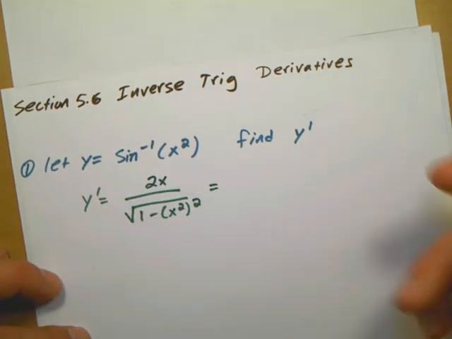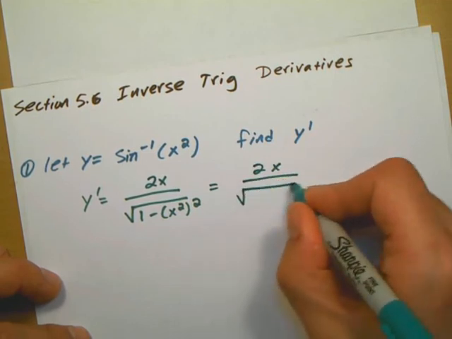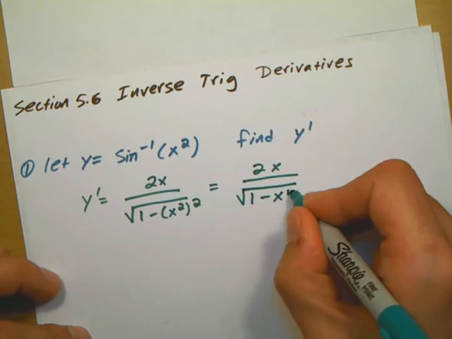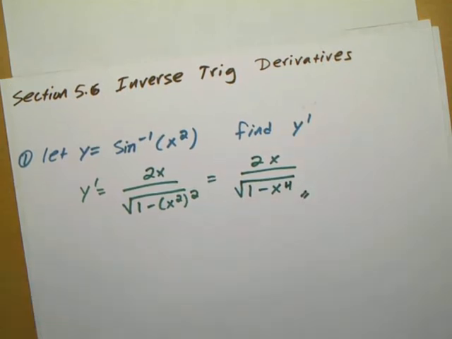And then it's just a matter of simplifying, so it's going to be 2x over the square root of 1 minus x to the 4. And that's it. That's the derivative. Not much more you can simplify to that, so that is all.